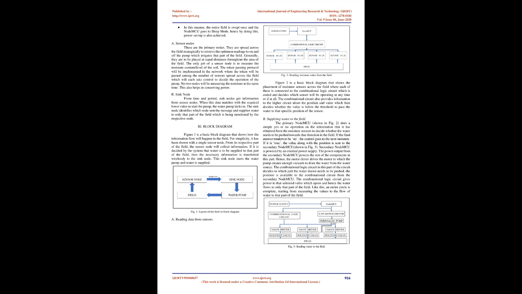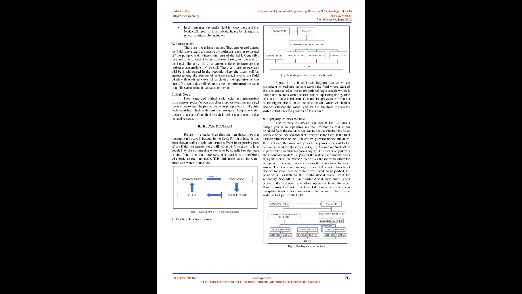B. Supplying water to the field. The primary node MCU, shown in Fig. 2, does a simple yes or no operation on the information that it has obtained from the moisture sensors to decide whether the water needs to be pushed towards that direction in the field. If the final answer renders to be no, the control goes to the next moisture sensor. If it is true, the value along with the position is sent to the secondary node MCU, shown in Fig. 3.